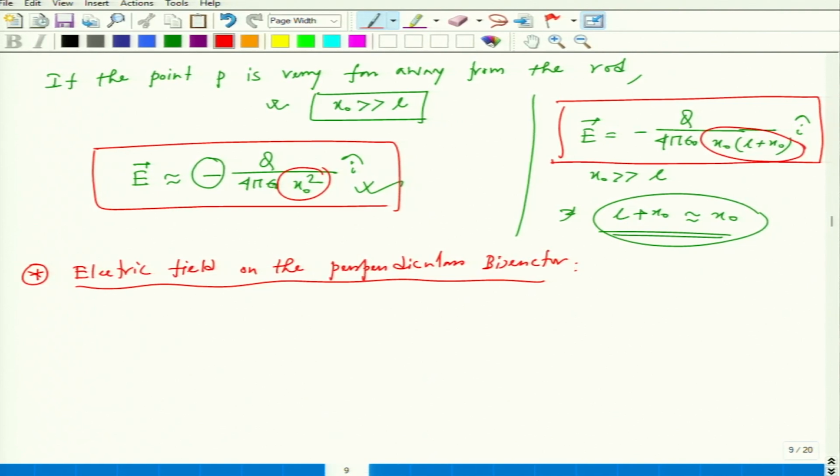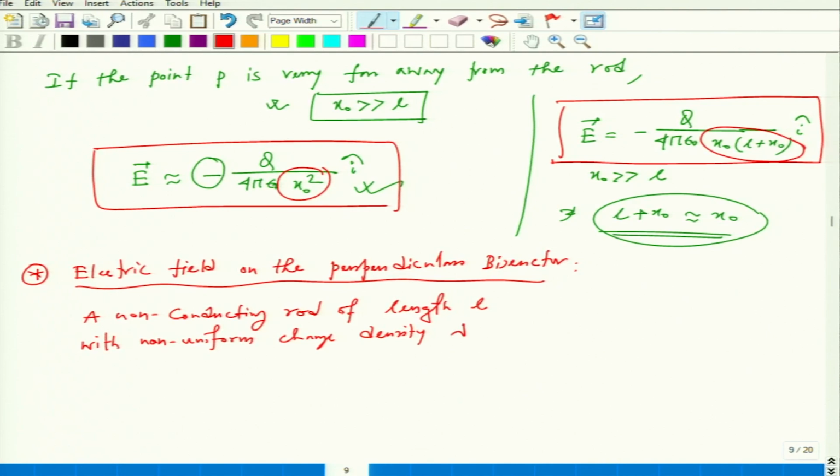So again we can consider a non-conducting rod of length L, with a non-uniform charge density lambda, and total charge q, the same as before. But in that case we calculate the electric field.